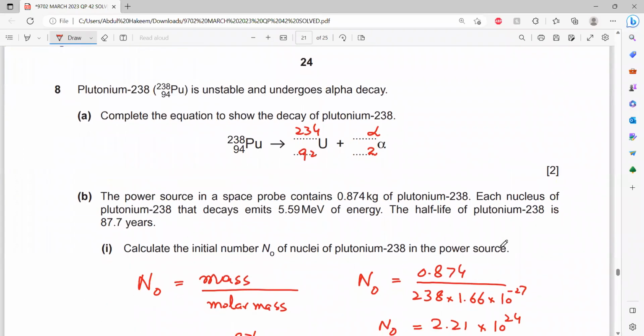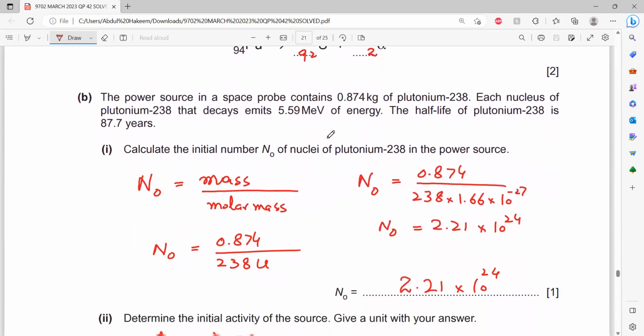Next, number 8. Plutonium-238 is unstable and undergoes alpha decay. Complete the equation to show the decay. Look, this is alpha, the proton number is 2, and the mass number must be 4. It means the proton number of the plutonium decreases by 2 due to the emission of the alpha. So this becomes uranium with 92, and the mass number decreases by 4. So the mass number of the uranium will be 234.